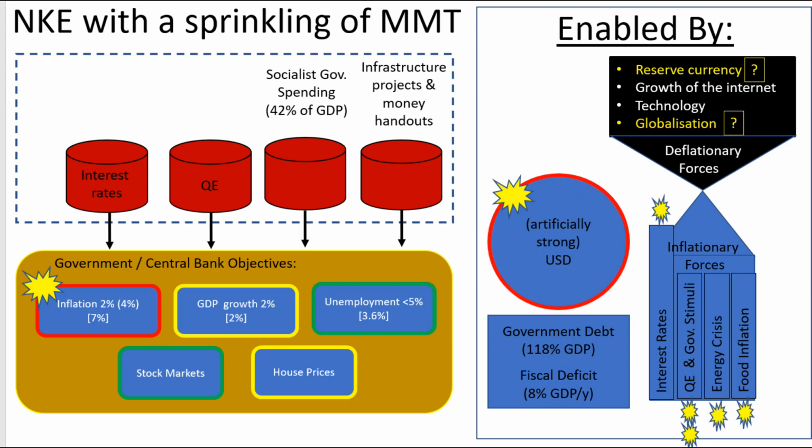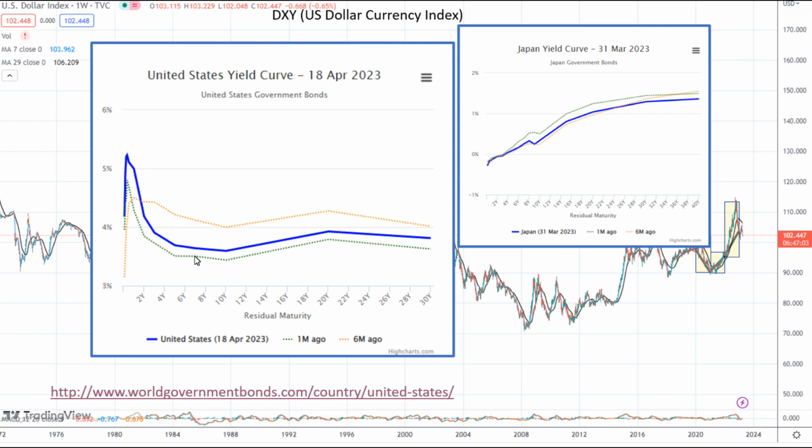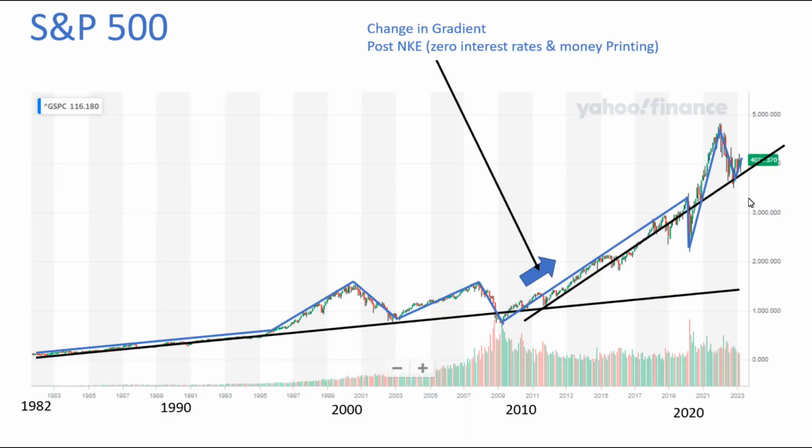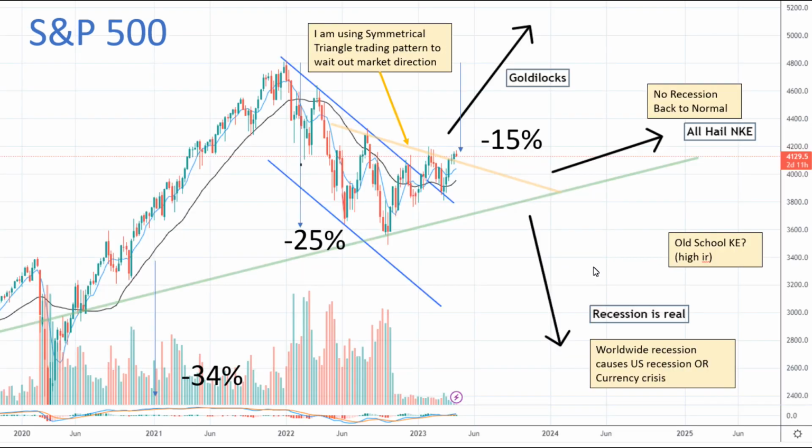There are some other risks, particularly the US dollar and these inverted yield curves. If we ended up with a full-blown currency crisis, then that would send us back down below the trend line. We'd shoot back down like we did at the COVID crisis. And also another possibility is if there is a worldwide recession, eventually that could impact the US enough that the US does fall into a proper recession, and again that would send us south. So my base case is I think we're going to be going in for this all hail NKE trend, but there is a serious risk of worldwide recession or currency crisis, which I then also have to factor in, even though I think it's less likely.